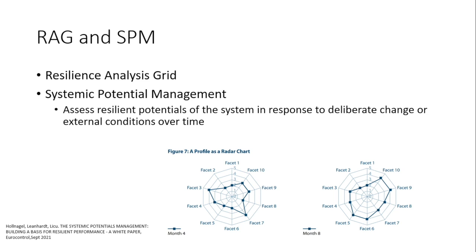The other thing I just want to point out is that I think it was in 2020, Eric published a paper with a couple of other people. It was actually a white paper published for Eurocontrol, and he talked about systemic potential management, which is sort of the newer frame for the resilience analysis grid. So it is essentially the evolution of the RAG, but instead of being a RAG, it's an SPM.